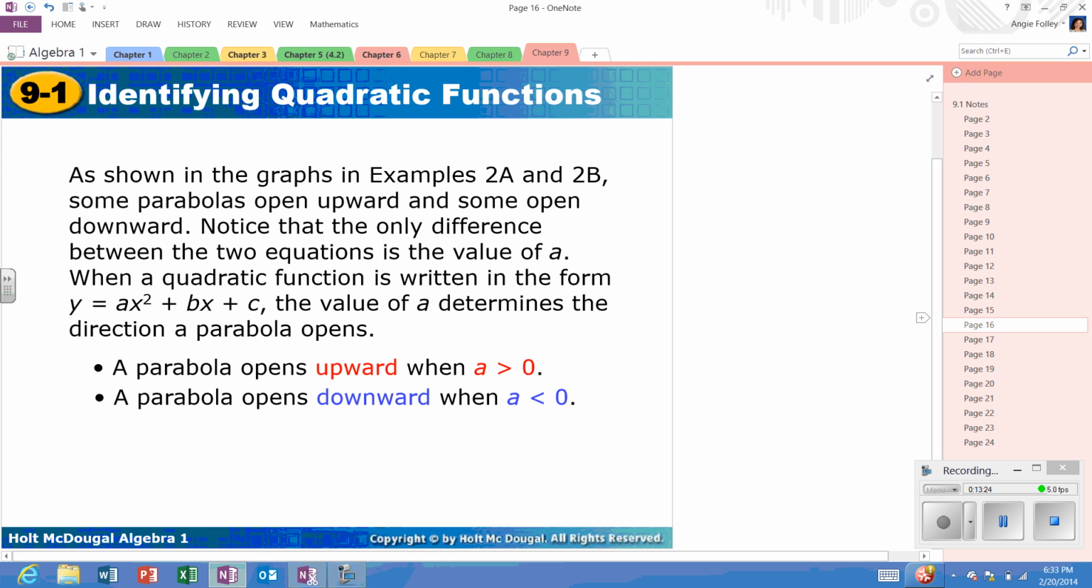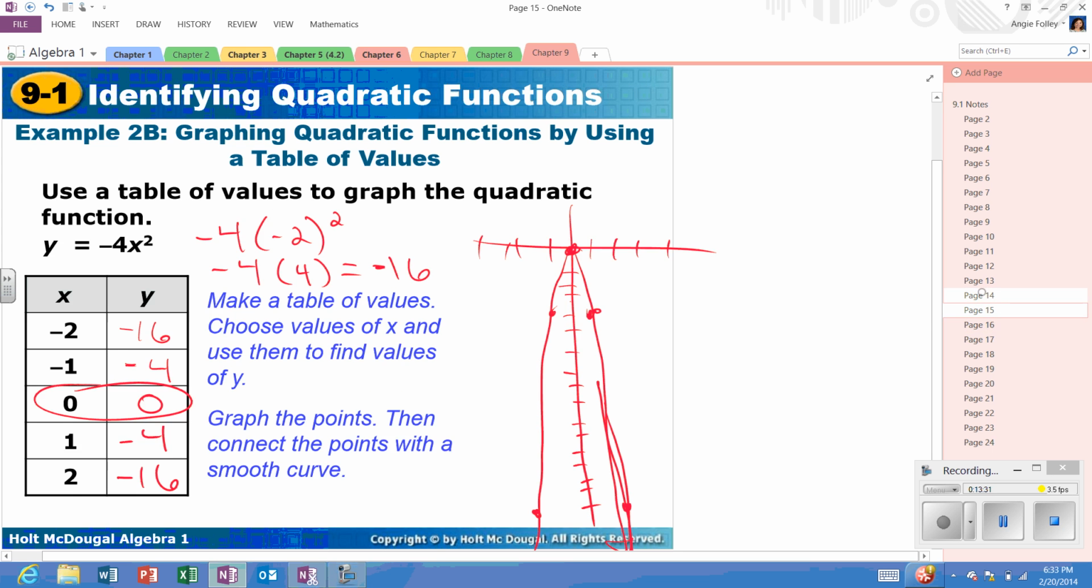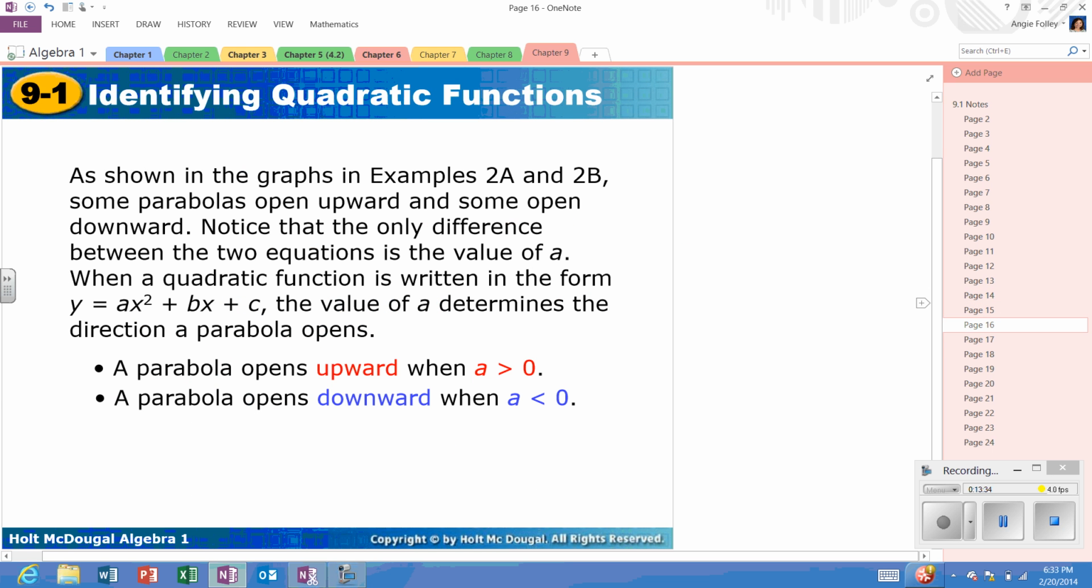As shown in the graphs in those other two examples, some parabolas open up and some open down. Back here, this one opened down, this one opened up. Notice that the only difference between the two equations is the value of a. When a quadratic function is written in the form y equals ax squared plus bx plus c, the value of a determines the direction it opens. If a is negative, the parabola opens downward. And if a is positive, the parabola opens upwards.